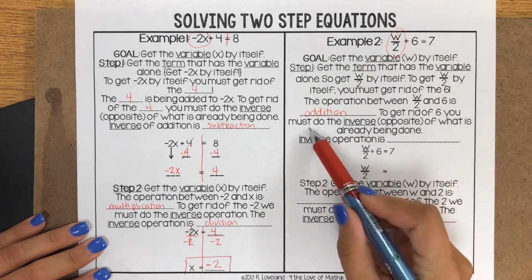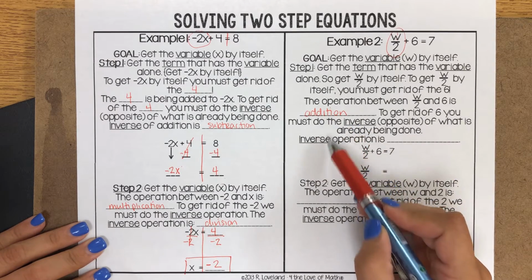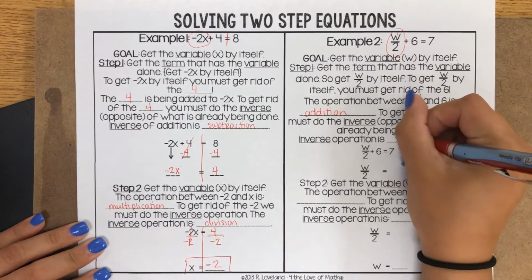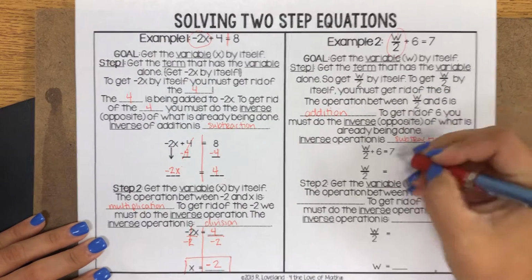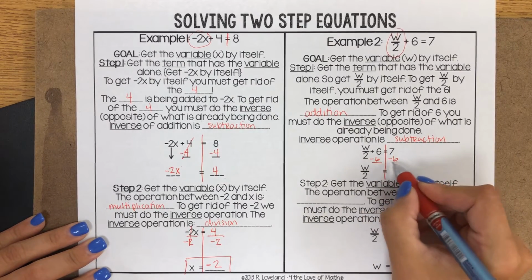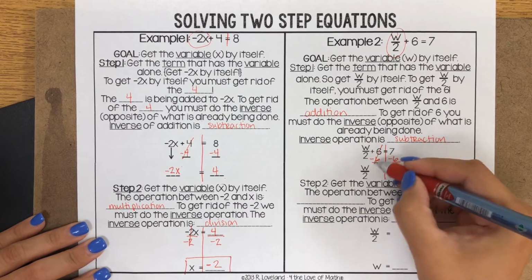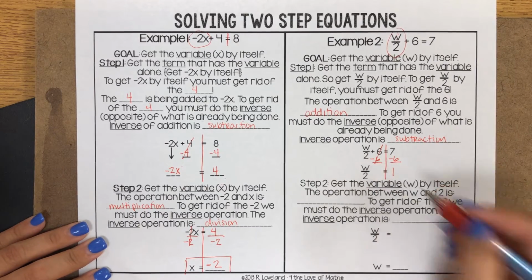To get rid of the 6, we have to do the inverse or opposite of what is already being done. If we're adding, we know the inverse operation is subtraction. So draw our line down the middle. We have to subtract 6 from both sides. Those are going to cancel or 0 out, bring down our w divided by 2. 7 minus 6 is 1.